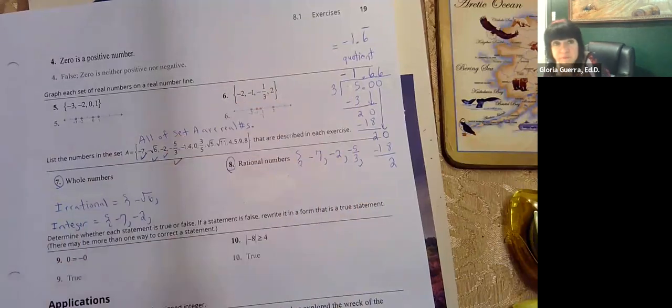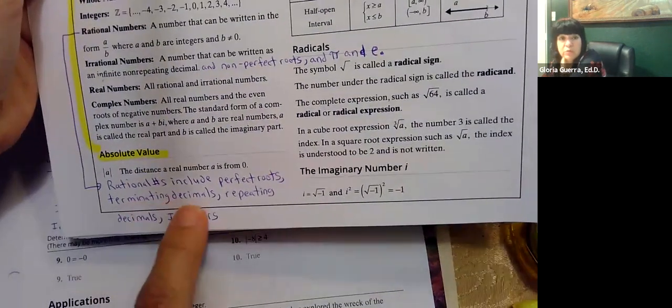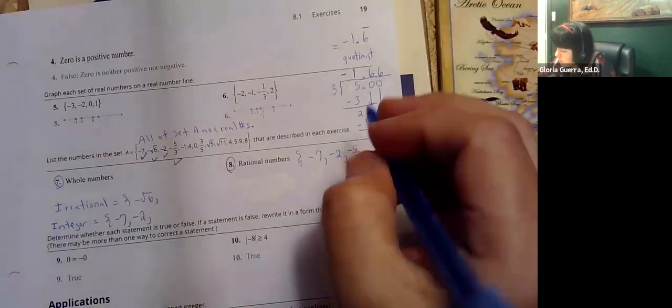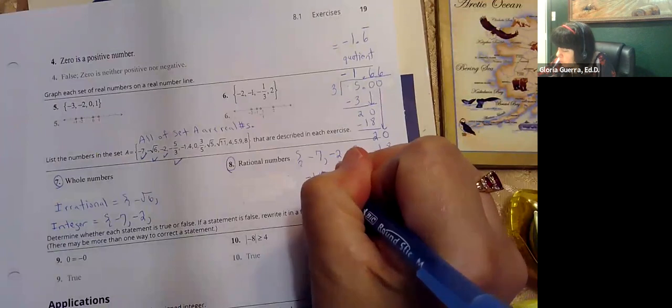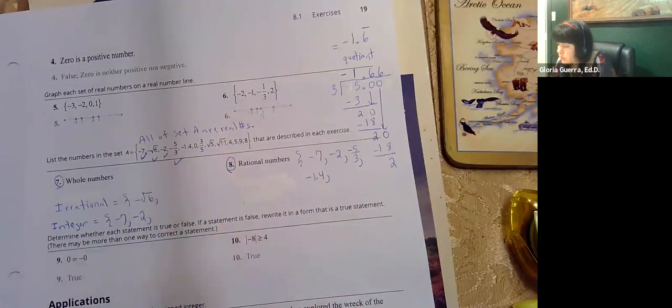Okay, then we have, that looks like negative 1.4. Is that right? Negative 1.4. That is a terminating decimal. So terminating decimals are rational numbers as well. So I'm going to put that in here. And of course, it's a real number. And it's also rational because it's a terminating decimal.